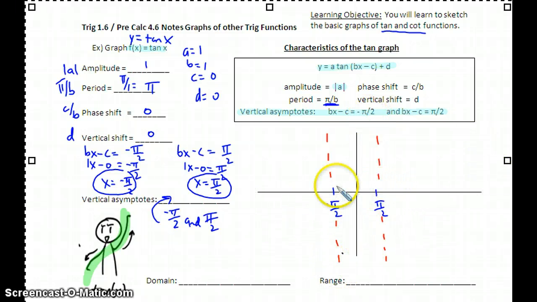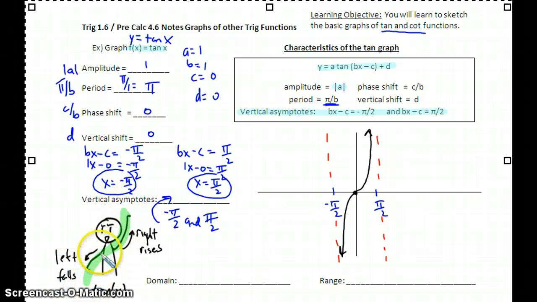So this graph is pretty easy to find the middle. It's (0, 0). Then I make the right side rise, and I make the left side fall. So you may want to write over here, right for tangent rises, and left falls. And that's exactly what the arms of this guy over here is doing: he's raising his right arm, putting his left arm down to make that shape of the graph.